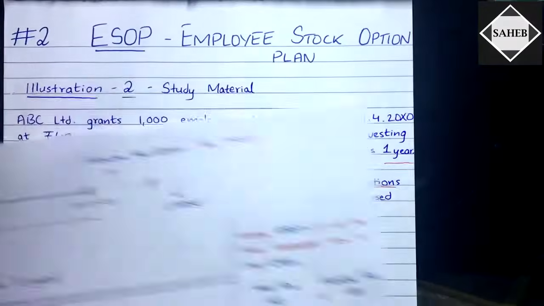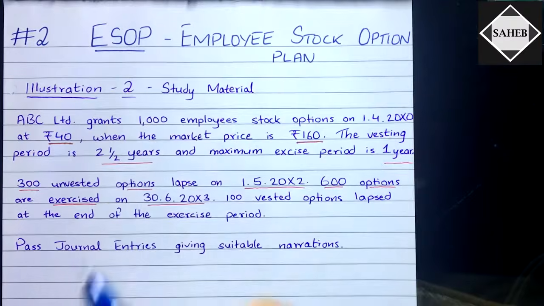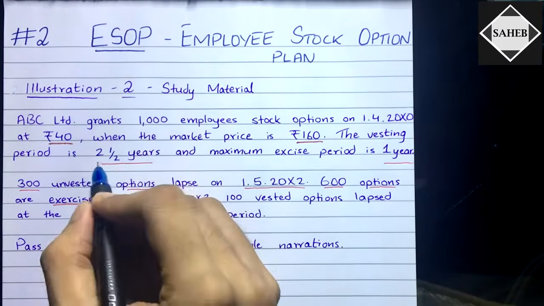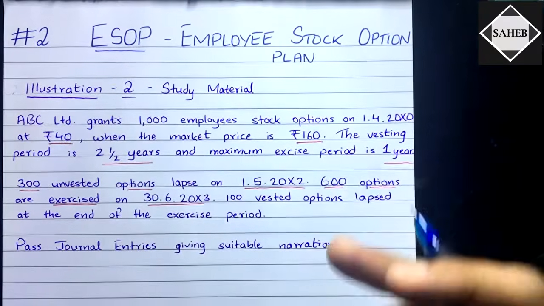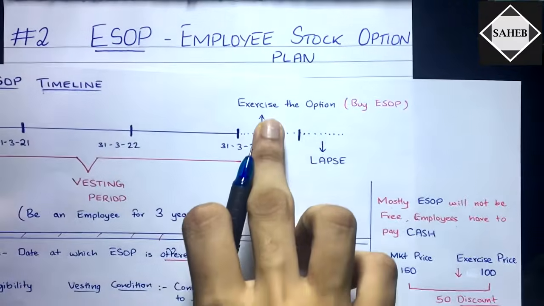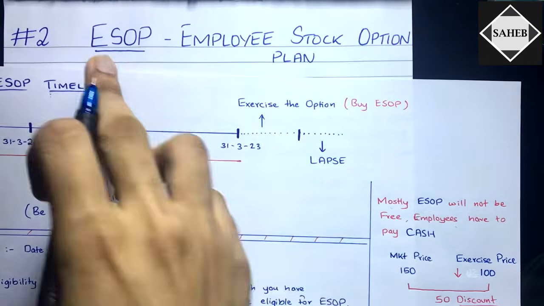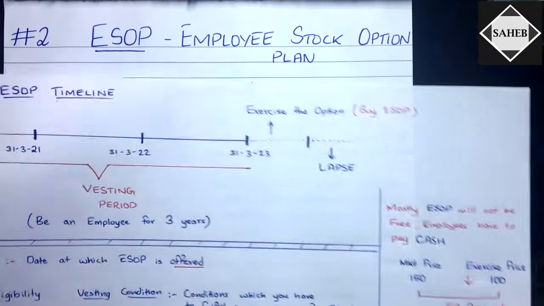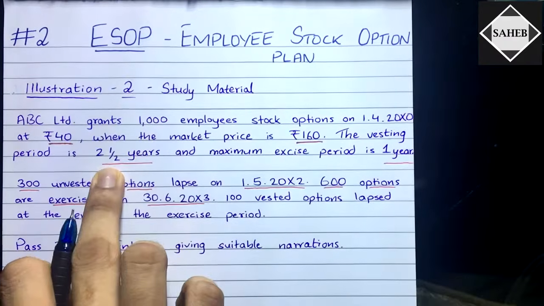So now here the vesting condition is what? 2.5 years, the vesting period. That means it's a service condition. The employees have to be in employment of this company for 2.5 years, then only they will be eligible to exercise the option. Exercising the option means they will be able to buy the shares with the ESOP they are being offered. So the vesting period is 2.5 years over here.